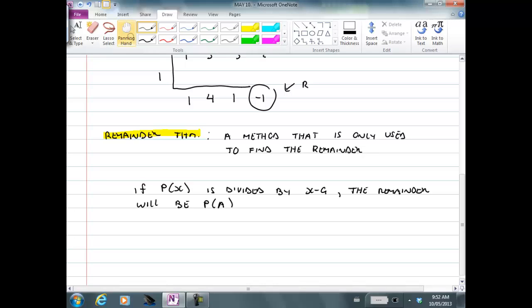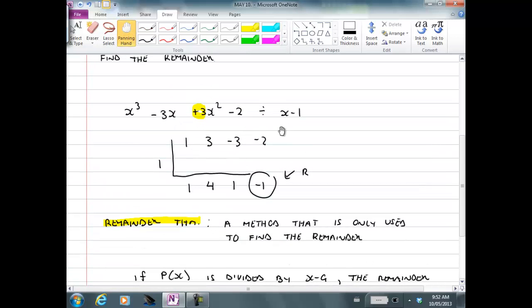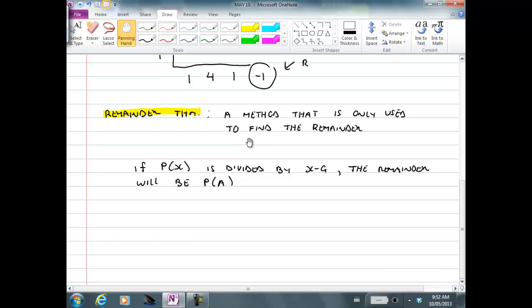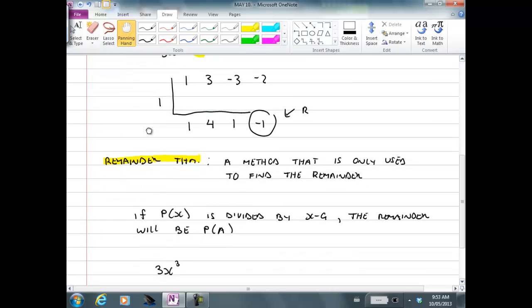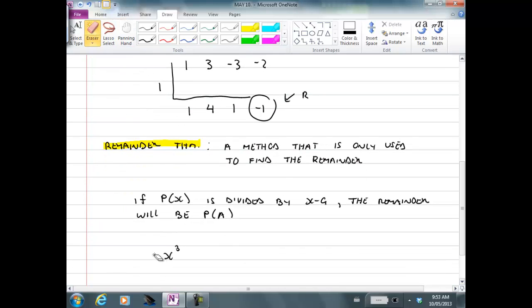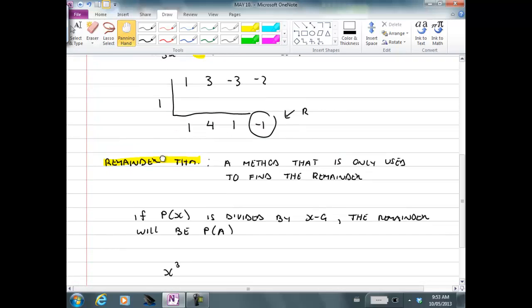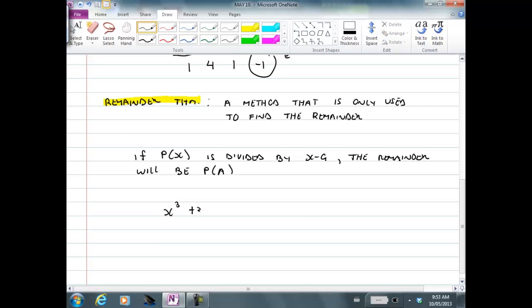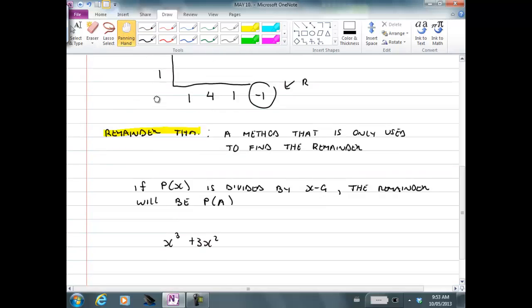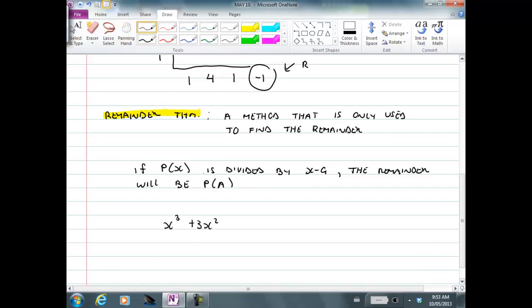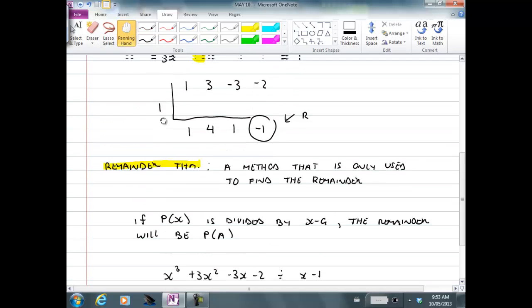I'm going to go back to my question that I gave you right here. Okay? And this time I'm going to write in order x cubed. Oops, not 3x cubed, that's just x cubed. Actually I should do plus 3x squared. Plus 3x squared. Minus 3x minus 2. Divided by x minus 1.